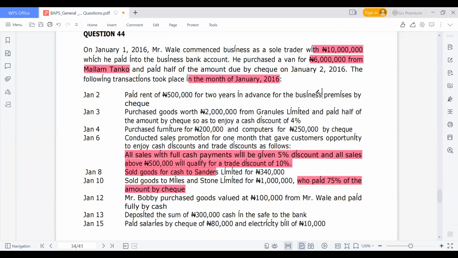All right. So this is a sole trader. The name of this sole trader is Mr. Wally. And he started this business with how much? He started this business with 10 million naira. And that is like the capital that he started with.